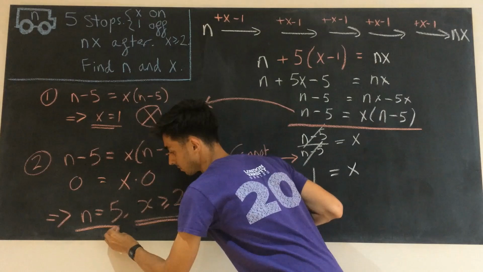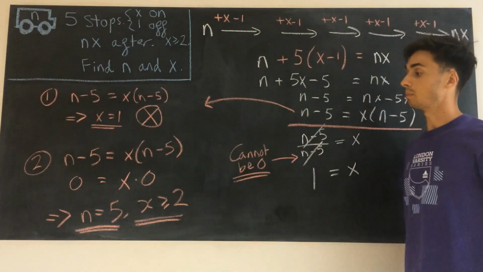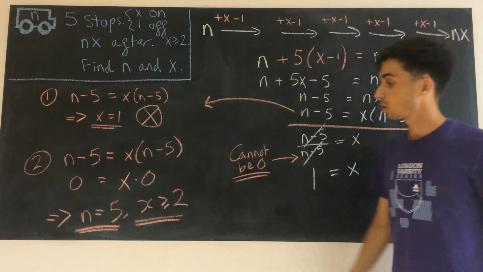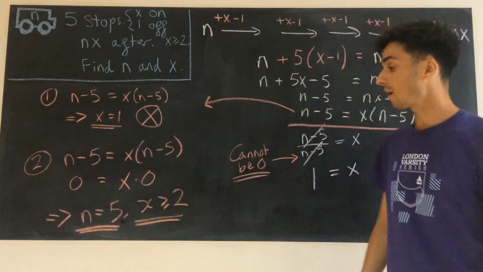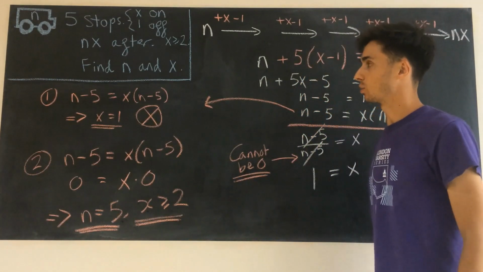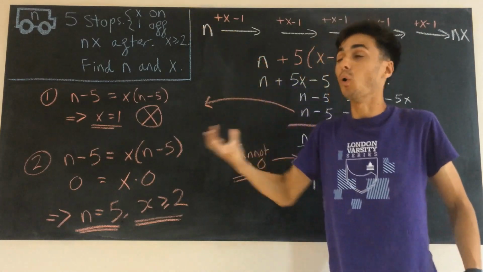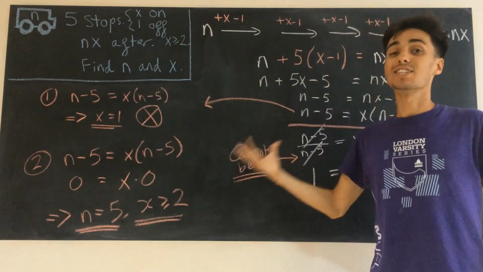So we're adding that on and underlining these two. So the answer to our problem was that the number of people on the bus to start off with had to be 5, and x can be any number greater than or equal to 2. That's actually really cool. It doesn't matter how many people were getting on our bus at each stop, this still works.